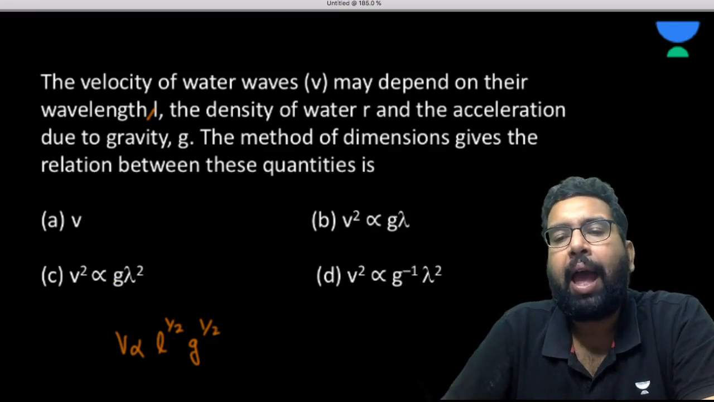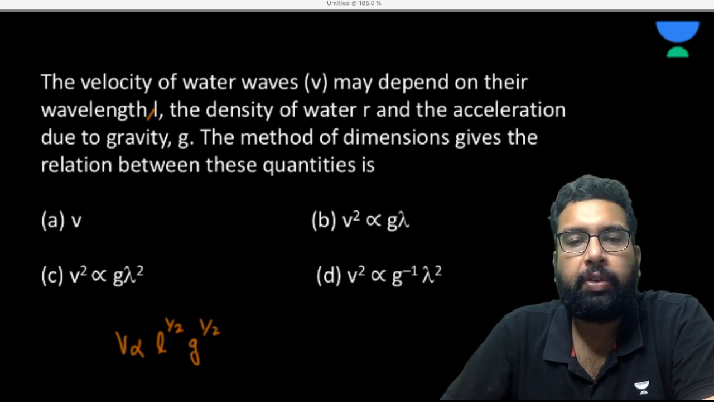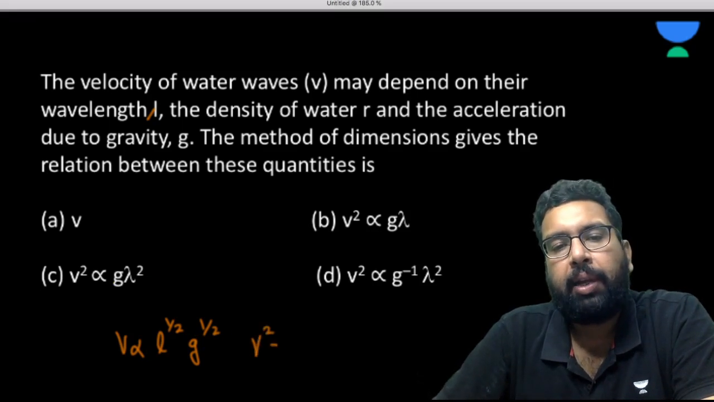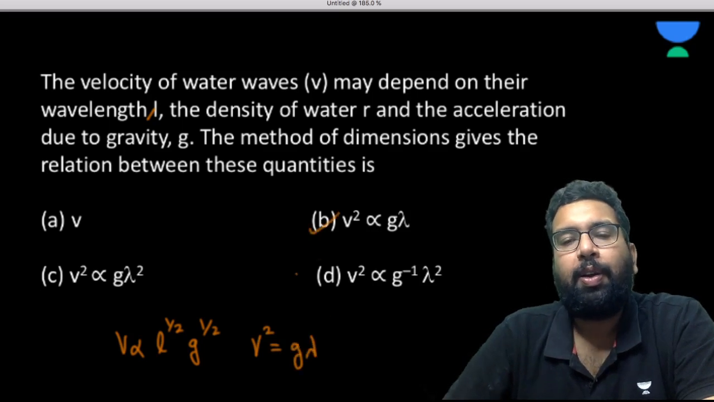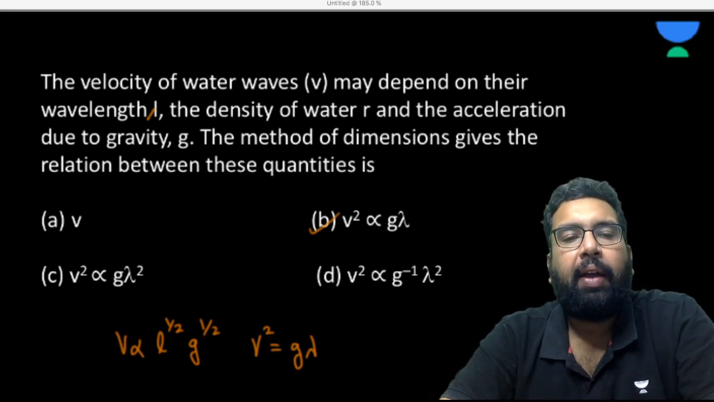If I square this whole equation on both sides, I'll be getting V square is equal to G lambda. So that is your B option, right? I hope it is fine to everyone.